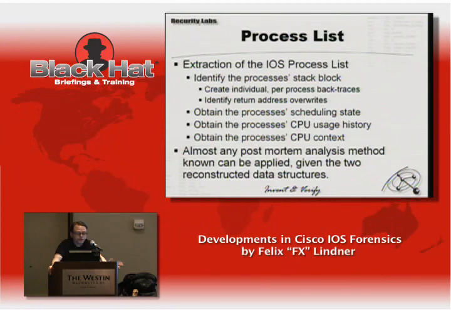We can obtain the process scheduling information, which again helps finding processes that misbehaved. The CPU usage and the CPU context, like the full CPU context. And we can essentially do almost everything in terms of postmortem analysis that we know how to do on a regular operating system, like for a Unix process, given those two items, a reconstructed heap and a process list.